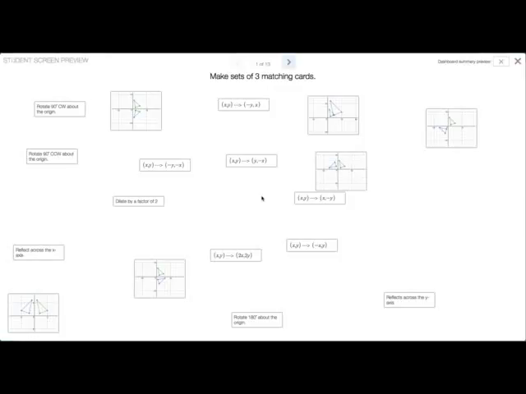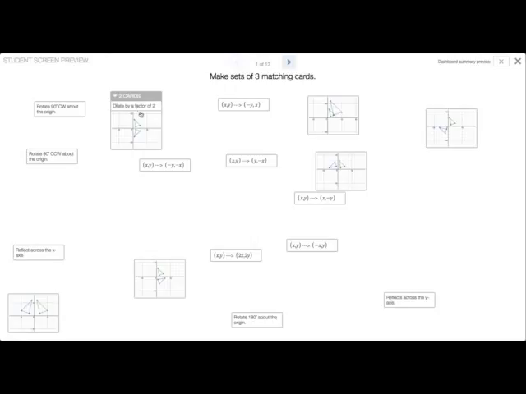I want to just explain this next activity that you guys are going to be working on. The first screen that you're going to be working on is just a match. This is make sets of 3 matching cards. This is a card, this is a card, all these are cards. So your matches are going to have 3 cards in them. It might look something like this.